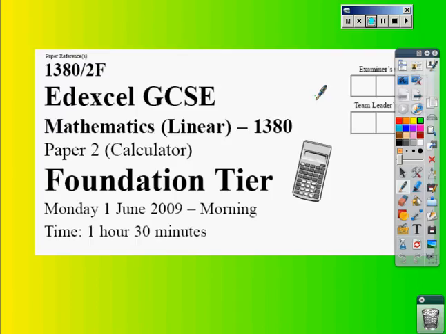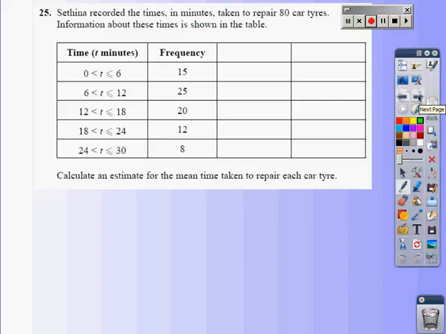Now question 25 is a tough grade C question because there are so many numbers that we have to deal with. Unfortunately, that is the case in maths. Now we're told that Athena recorded the times in minutes taken to repair 80 car types. Now don't ignore that, because that's a really useful piece of information right from the start.